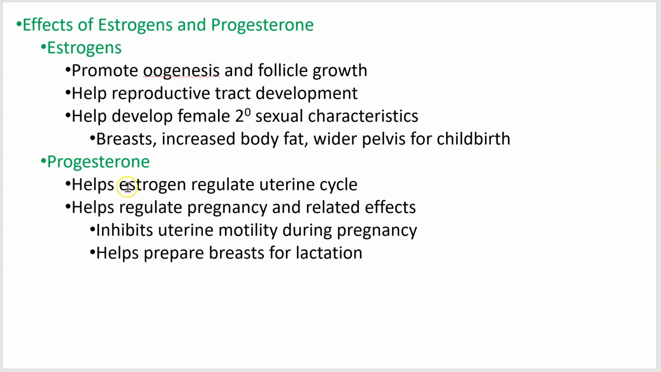And progesterone, as you saw in the previous graph, helps regulate the uterine cycle, and it especially helps once you're pregnant. If you get pregnant, it's going to maintain that pregnancy and keep the uterus from moving around a lot. You don't want it to shed the endometrium. You want it to remain still. And towards the end of that 9 months, you're going to start getting those breasts ready to produce milk for the offspring.